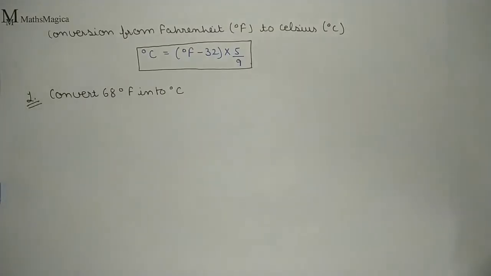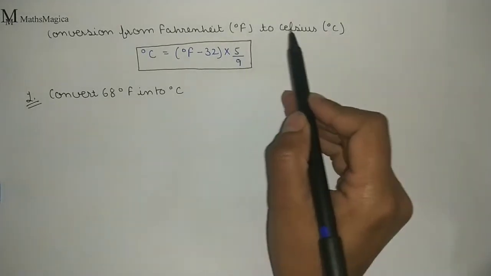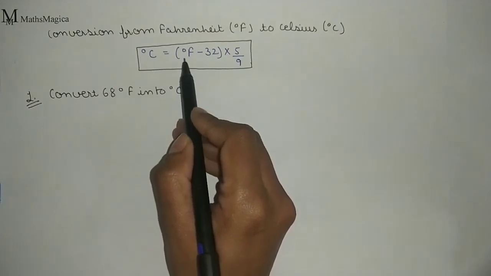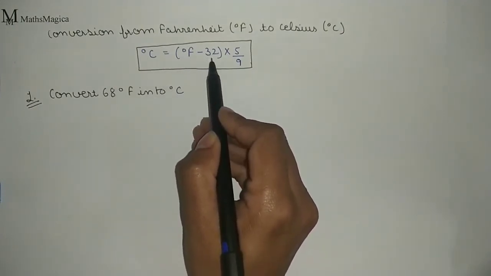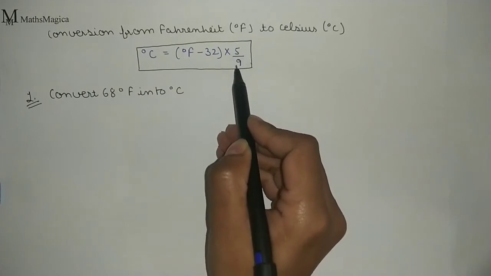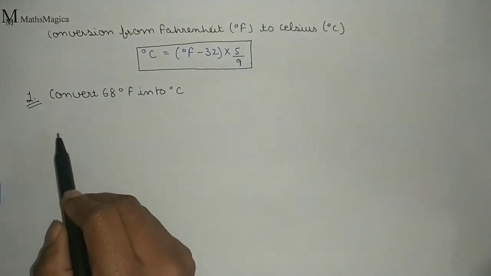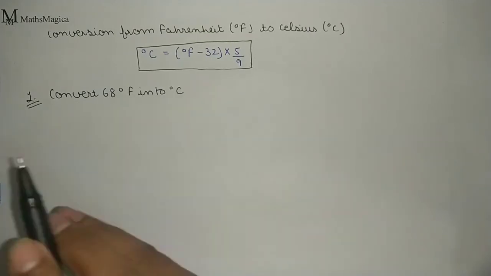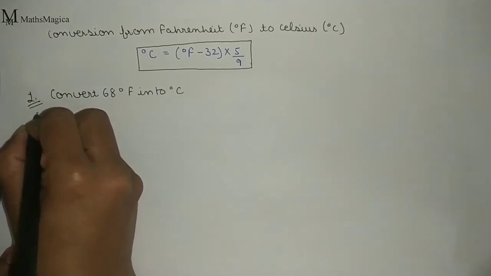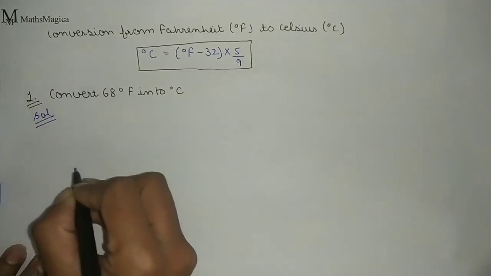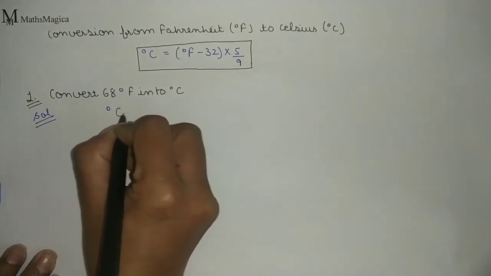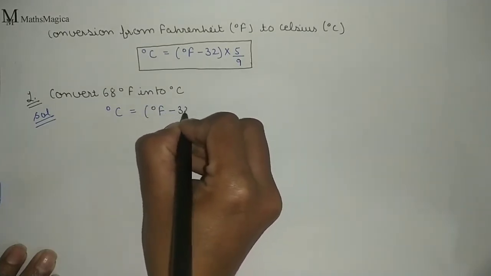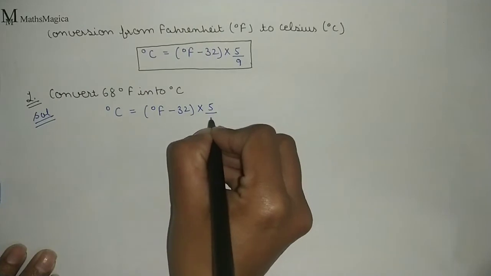Now let's discuss how to convert degree Fahrenheit to degree Celsius. The formula is degree Celsius is equal to degree Fahrenheit minus 32, multiplied by 5 by 9. The first example is: convert 68 degree Fahrenheit into degree Celsius. Solution: first write down the formula. Degree Celsius is equal to degree Fahrenheit minus 32, multiplied by 5 by 9.